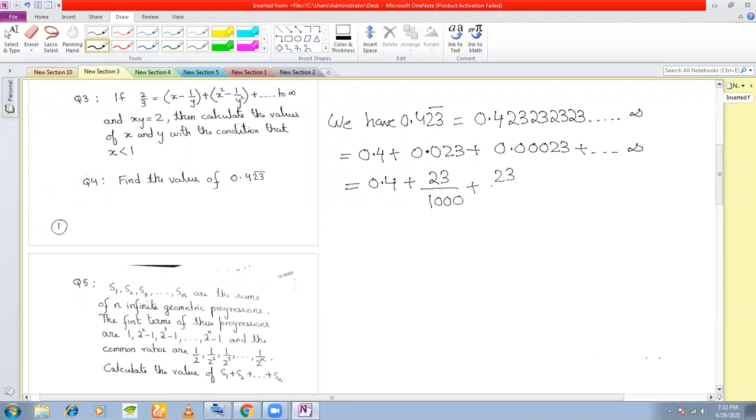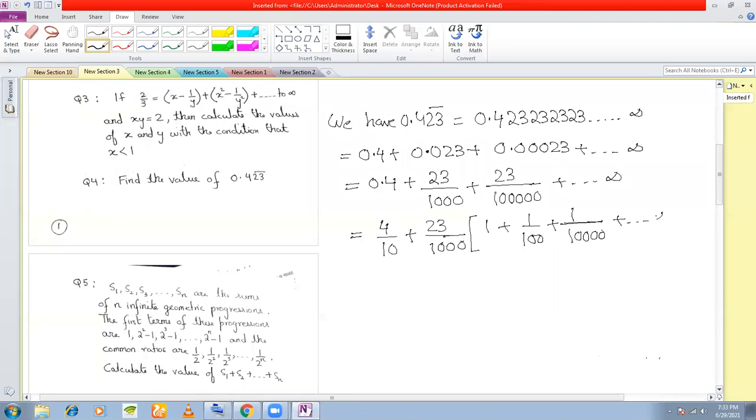You convert this to a fraction also, 23 by, and then 5 zeros, because we are shifting 5 zeros up till infinity. So this is, you convert this 0.4 to a fraction also, you can write this as 4 by 10. Now from here, you can take 23 by 1000 common. If you take 23 by 1000 common, what are you left with here? You're left with 1 plus 1 by 100 plus 1 by, and then you have 4 zeros. Okay, if I write the next term also, you'll get this. Okay, plus up till infinity.